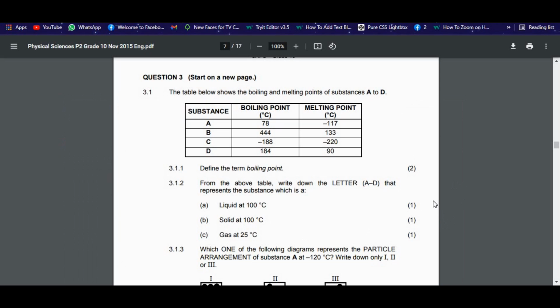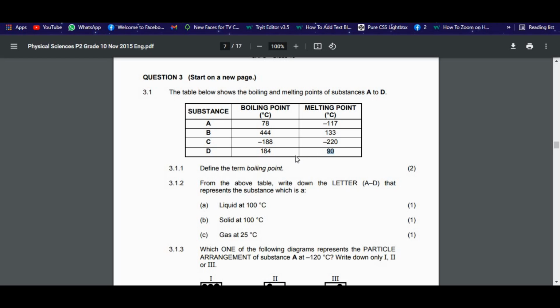From the table above, write down the letter, either A to D, that represents the substance which is a liquid at 100 degrees Celsius, a solid at 100 degrees Celsius, and a gas at 25 degrees Celsius. What we've got to do here is analyze the boiling point and melting points. Boiling point here, let's work up the table, is about 184 degrees Celsius, and its melting point is at about 90 degrees Celsius.